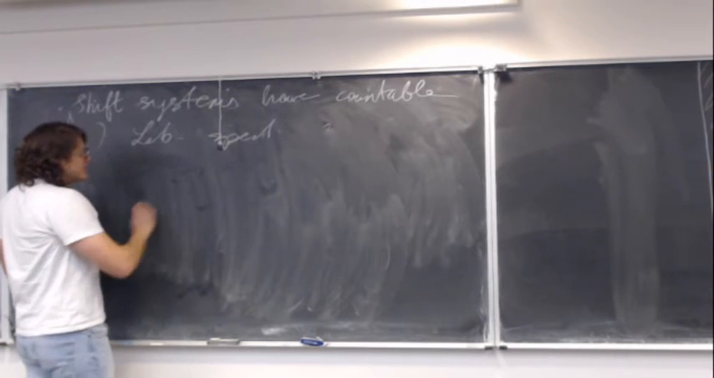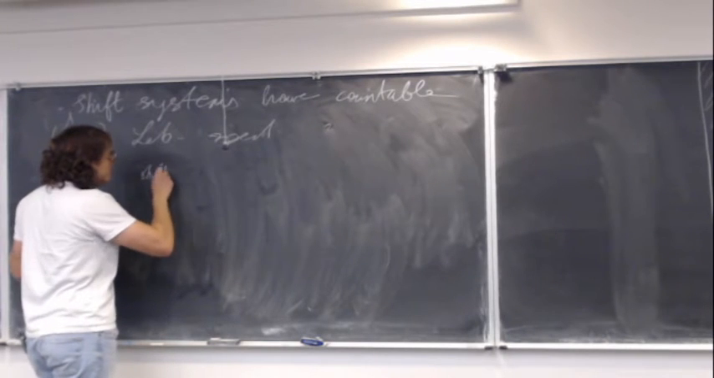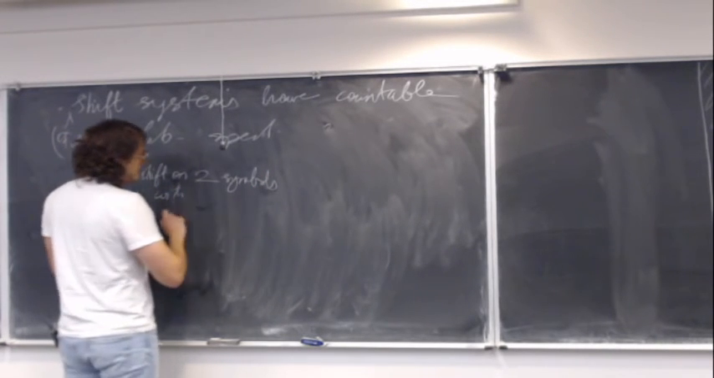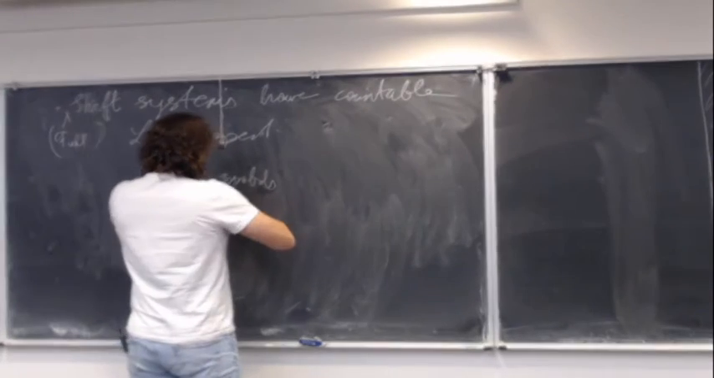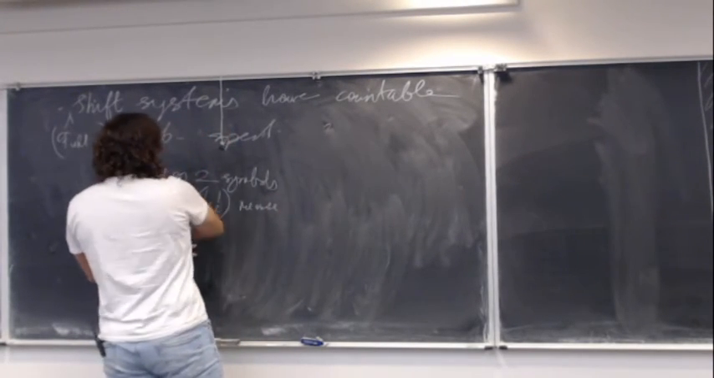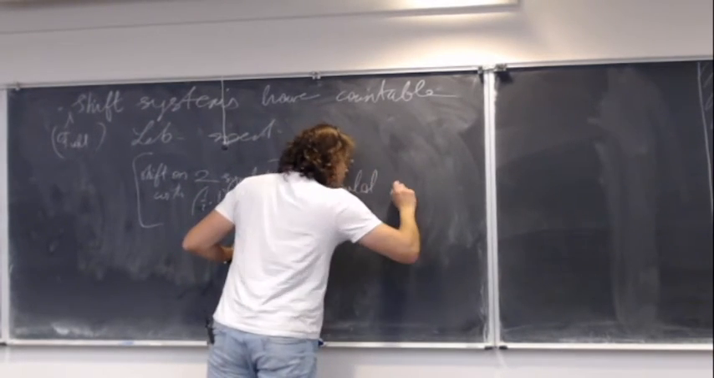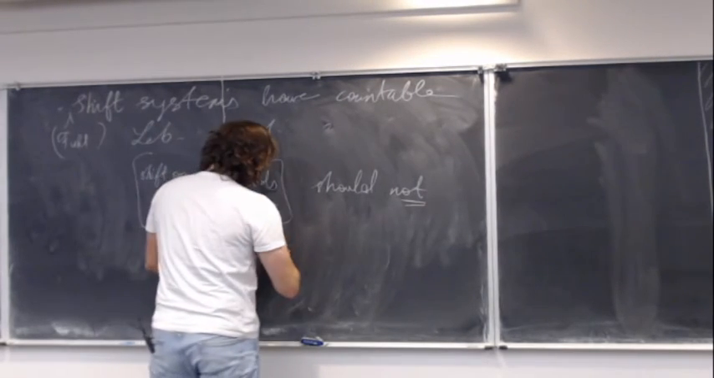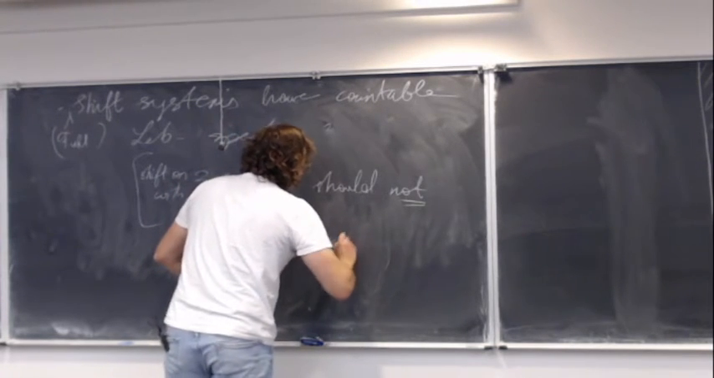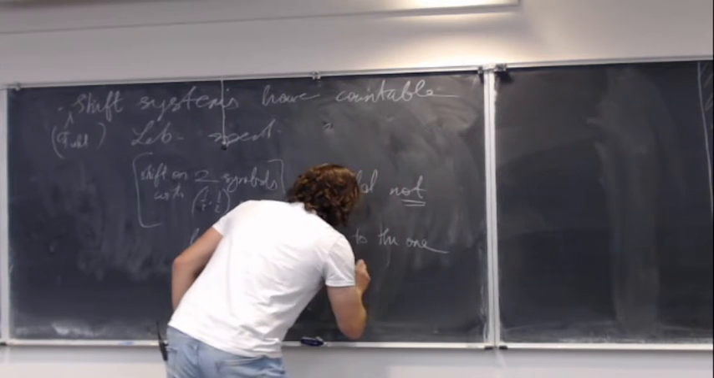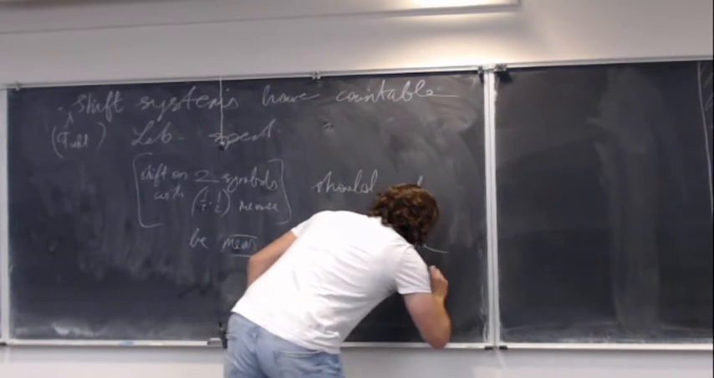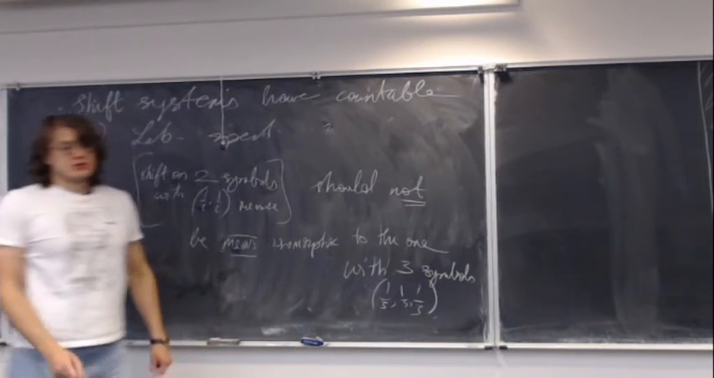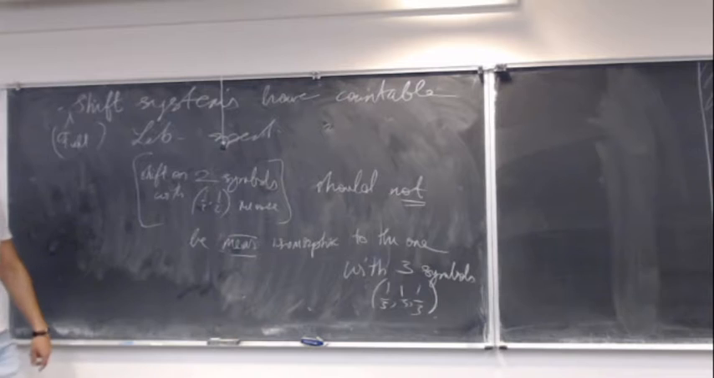But it seems like the shift on two symbols with one half measure should not be measure theoretically isomorphic to the one with three symbols and uniform measure.